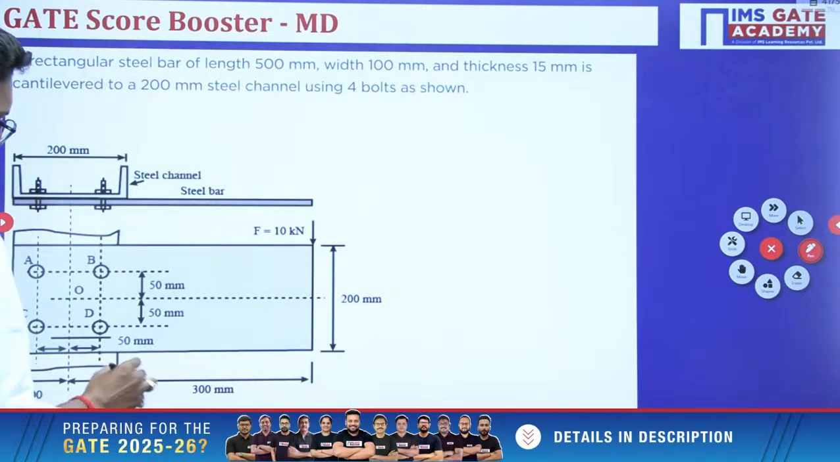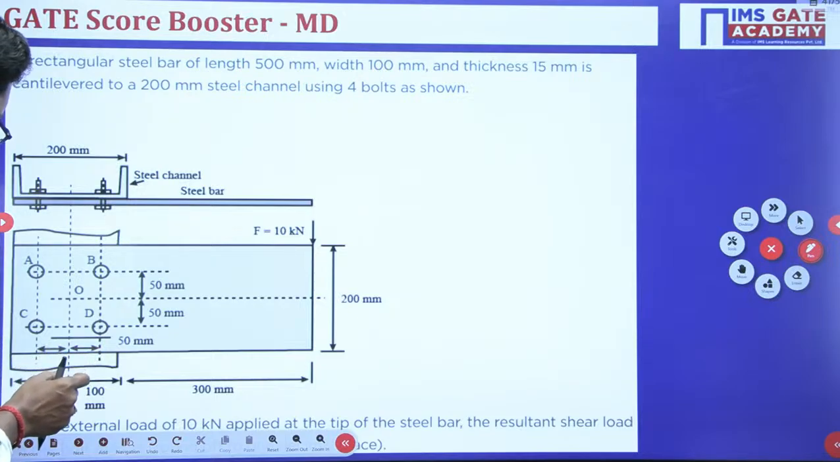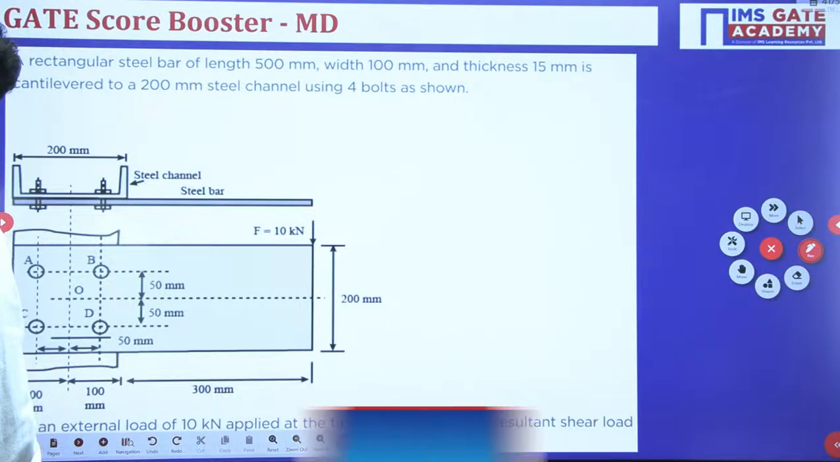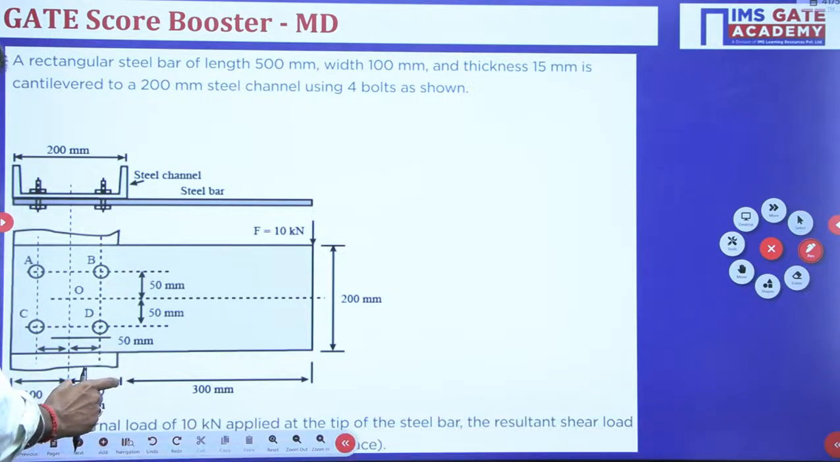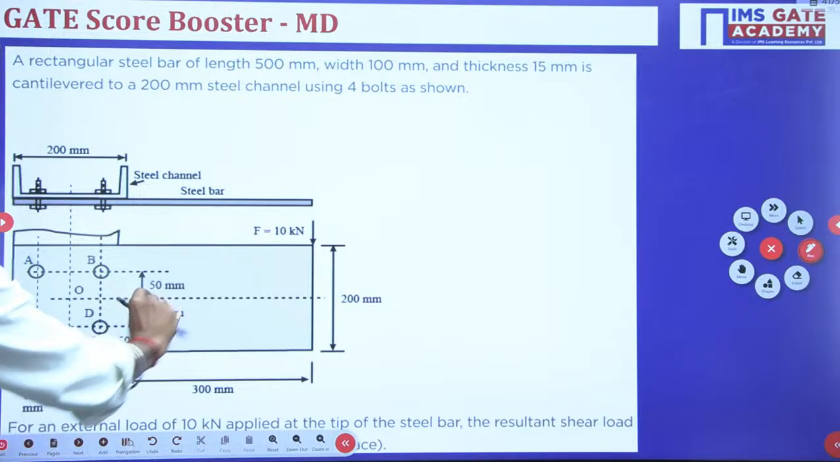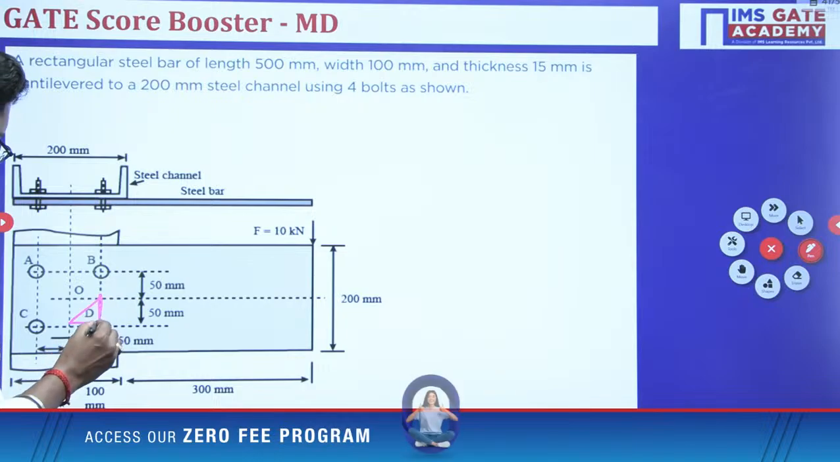Yes, it is given 50, and this dimension is 100. No, it is 100. 50 it is, one second. Yes, it is 50 also. This total is 100. This is also 50. This is also 50. See, 50. This triangle is 50, 50.